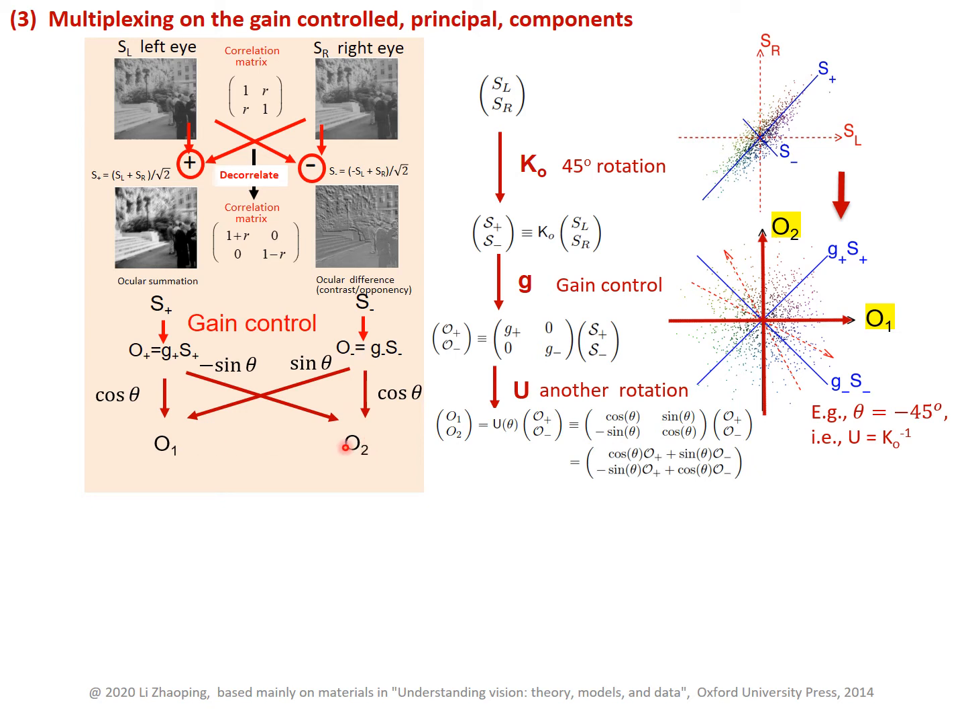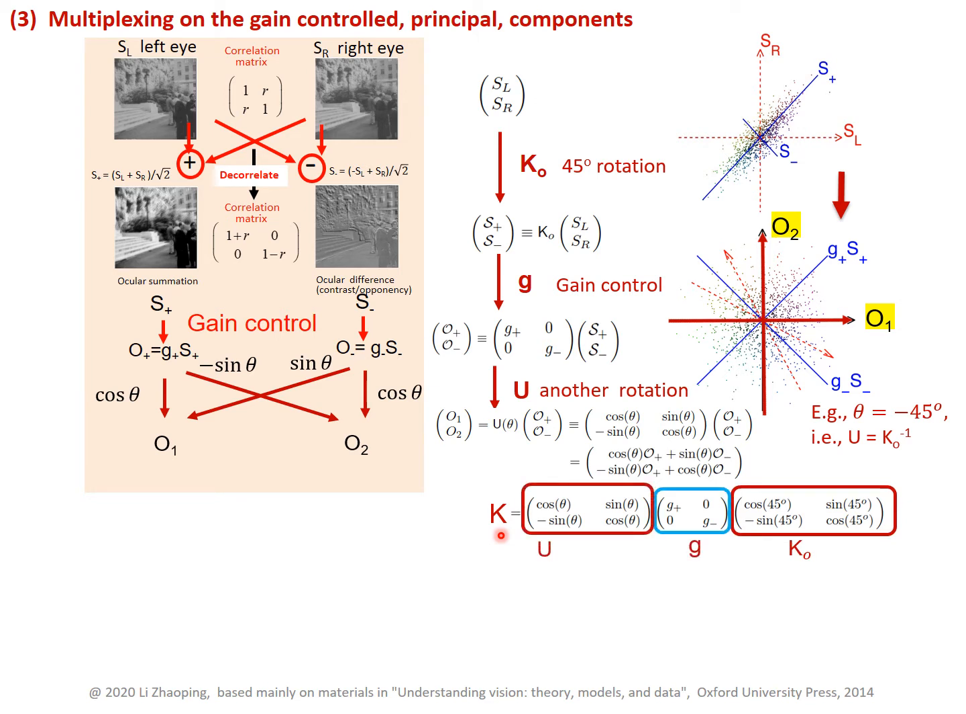So that's multiplexing. And combining this together, the efficient coding transform really is combining three matrices: K0, decorrelation, G, gain control, and U, multiplexing, transforming the original signal, left and right eye input, to the final inputs to the two neurons, O1 and O2, the two final encoding neurons. And plugging these matrices in, you can work it out to verify that this is indeed the case.